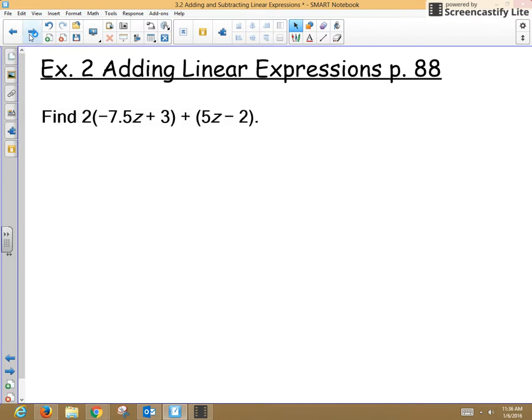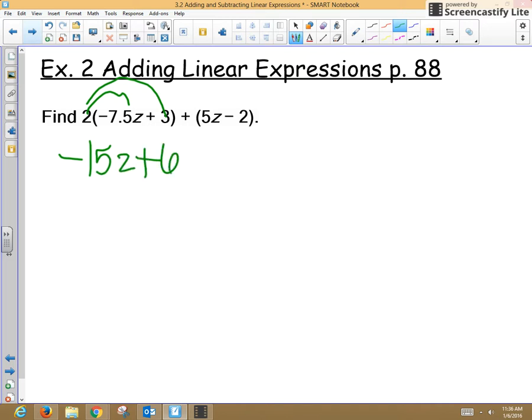For example 2, it's very similar, except this time we need to use distributive property. 2 times the quantity of negative 7.5z needs to be distributed also to 2 times 3. So 2 times negative 7.5 is negative 15z, and 2 times 3 is 6. And then I'm going to bring down the 5z minus 2.